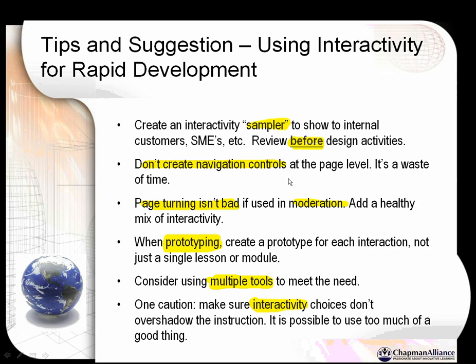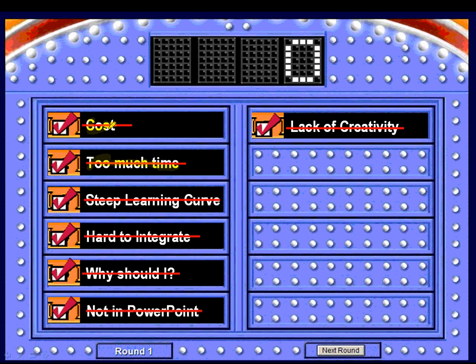Now, we've addressed the issues, I believe, through the Family Feud game. We've talked about cost. We haven't talked about cost too much. Somebody may ask that question during the Q&A session. But we don't want to take too much time. Each of these issues, can we integrate it? Yes. It's not in PowerPoint. So what? We can create it outside and pull it in if we need to. Without further ado, then, let's go to the question and answer session. And we're going to wrap up here in just a moment.